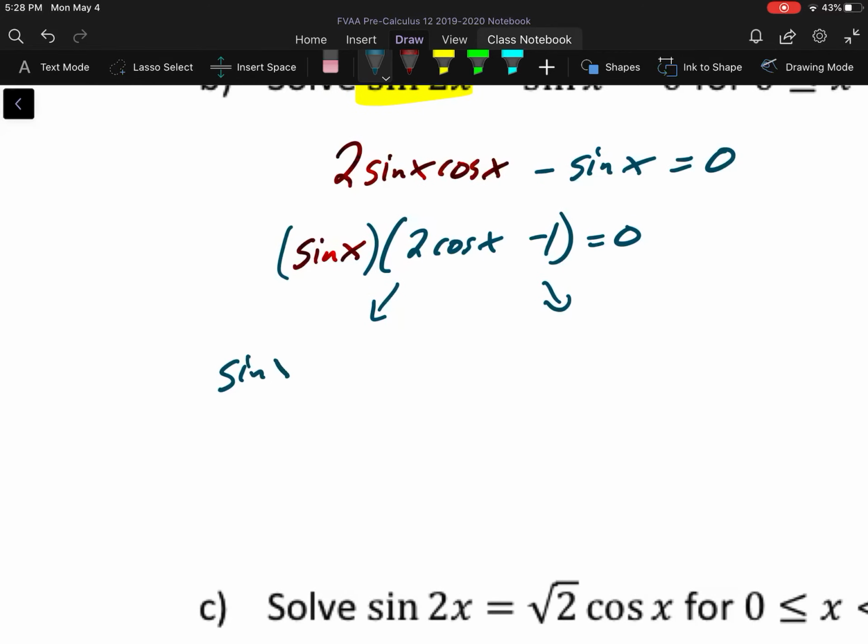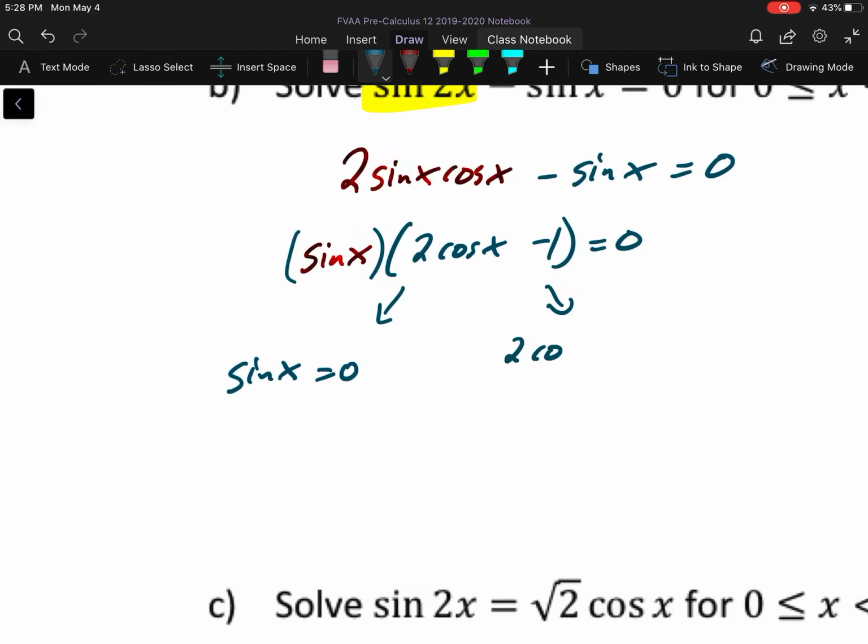So if sine x is equal to 0, then my equation is equal to 0. Or if 2 cos x minus 1 is equal to 0, then my equation is also going to equal 0. So they don't have to both be sine or both be cos. Typically, when you're simplifying, if you can work towards making them the same, it's simpler, but it doesn't have to be, okay?